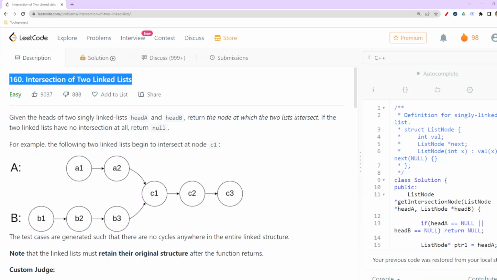Hello everyone, so today we are going to do the Leetcode daily challenge, Intersection of Two Linked Lists. In this question we are given two linked lists and we are required to find the intersection of both of them.